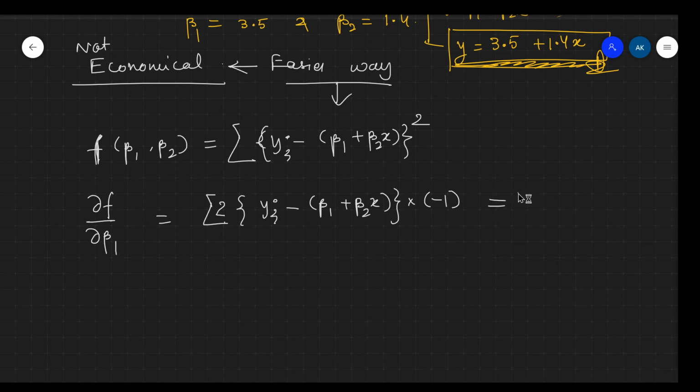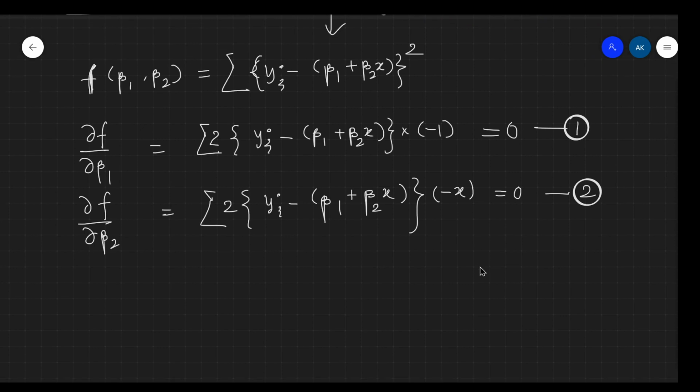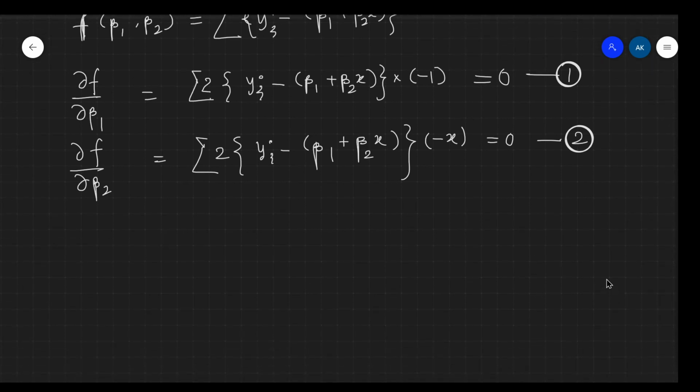Okay, this equal to 0, and differentiate next time with del beta 2. So this will come as summation 2 yi minus beta 1 plus beta 2 x, and when you differentiate this again by beta 2, then this will become 0 and this will become minus x, equal to 0. Let this equation be 1, this equation be 2. Okay, now let's open these equations 1 and 2 and see further.